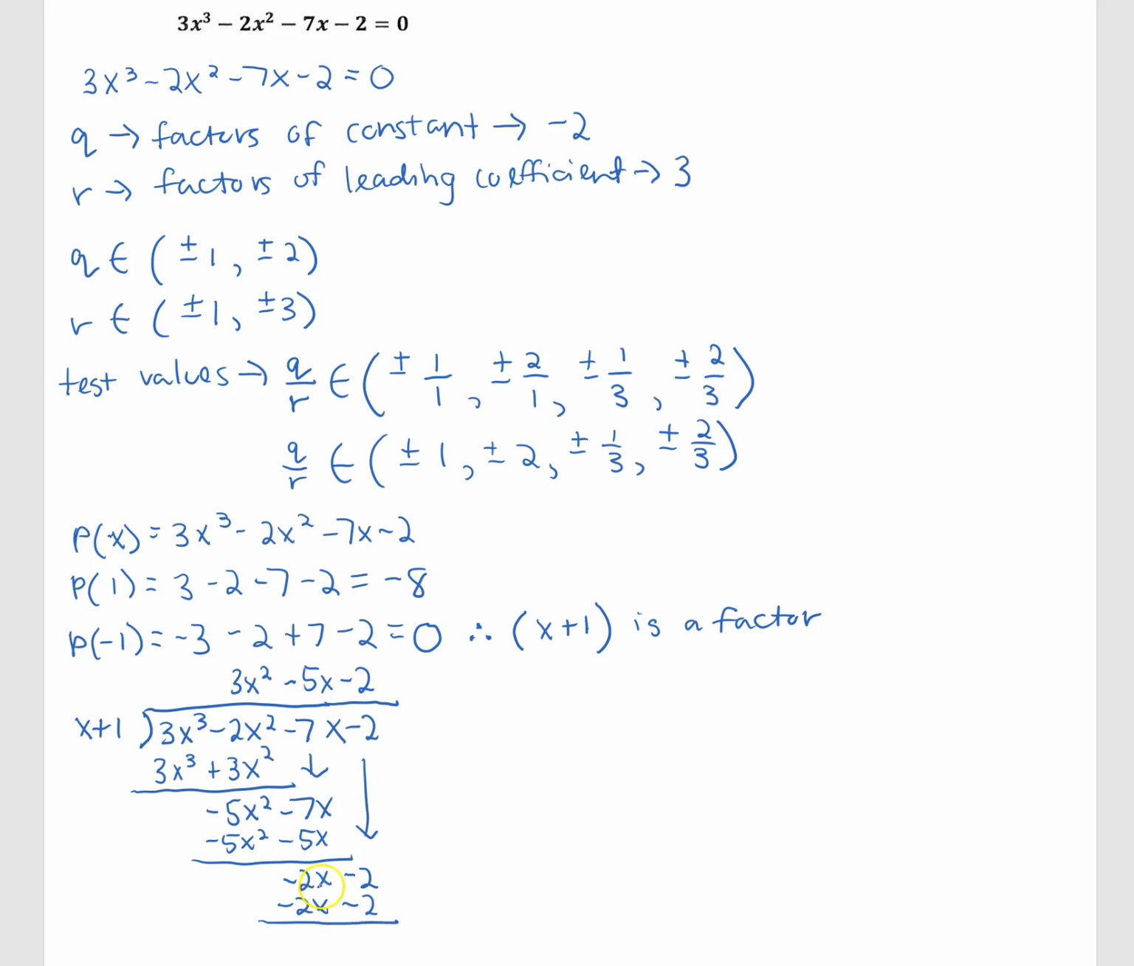We subtract this out, we get 0, which means that x plus 1 is for sure a factor of this polynomial, because we should get a remainder of 0 if it is a factor. So that can make us confident. And so what we're left with now, we started out with 3x cubed minus 2x squared minus 7x minus 2 equals 0. And we said that x plus 1 is a factor. And when we factor that out, what we're left with is this on top. So 3x squared minus 5x minus 2.